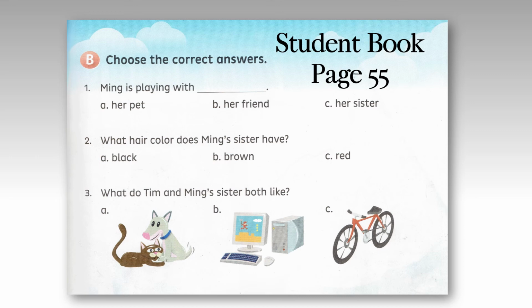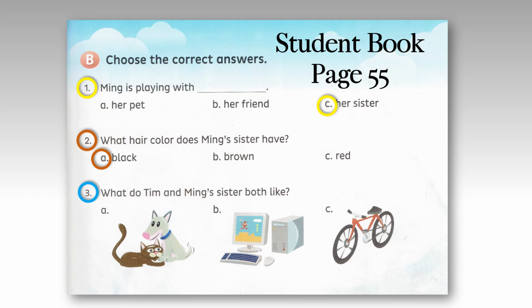Okay. Have you done it? Yeah? Okay. Number 1. Ming is playing with, can you remember? C, her sister. Number 2. What hair colour does Ming's sister have? Is it black? Is it brown? Or is it red? Yeah, it's A, black. Ming's sister has long black hair.